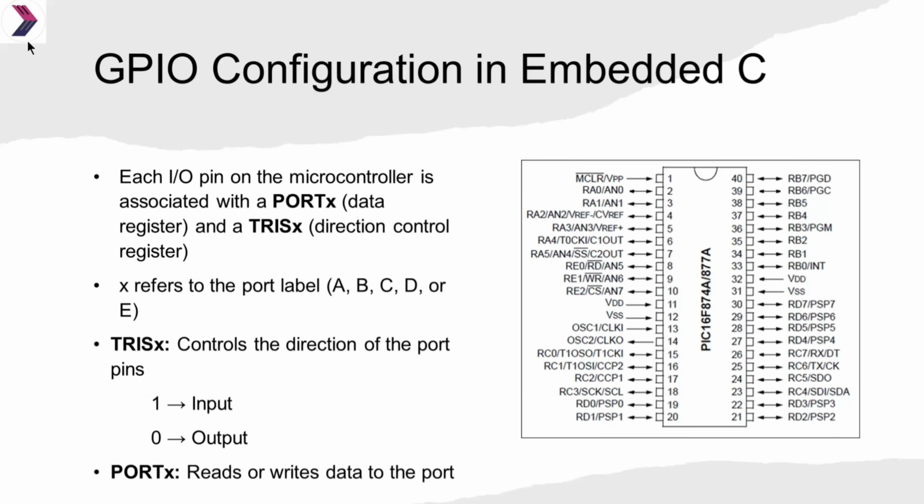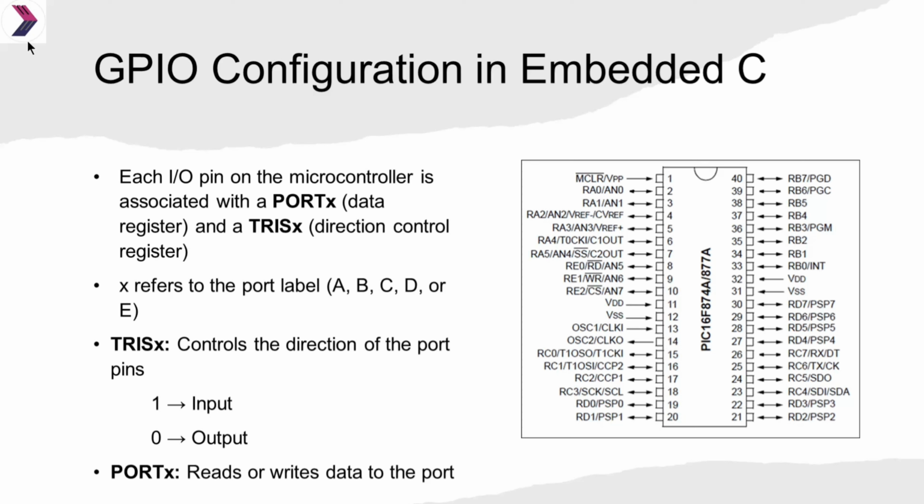Here is the GPIO configuration in embedded C. This is the pin diagram of the PIC16F877A. There are 5 ports: RA, RB, RC, RD, and RE. Each IO pin on the microcontroller is associated with a port, which is PORTx. Here x represents the A, B, C, D or E port.